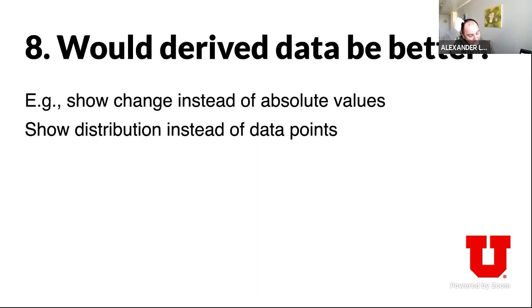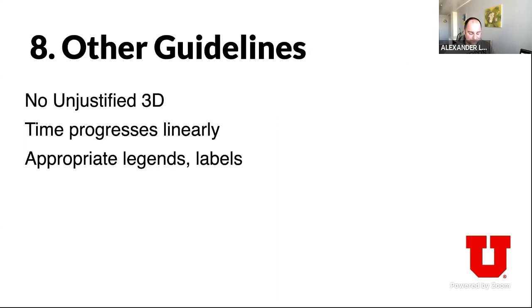One question that I would like you to ask is whether the data munging is appropriate. Would derived data be better? For example, think back on this one piece that we looked at about fertility in the US and Japan, where we had this animation, and then we tried a couple of redesigns, but in the end, we thought that if we just change the data a little bit and use a different encoding, we can maybe have a much better visualization. So maybe it's better to show change instead of absolute values, or to show the distribution instead of data points.